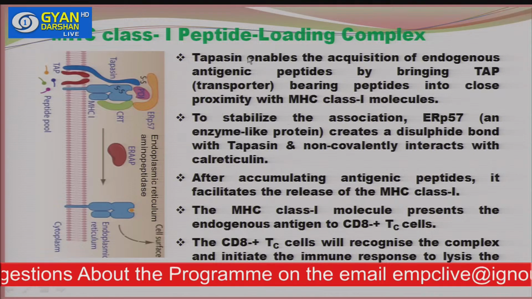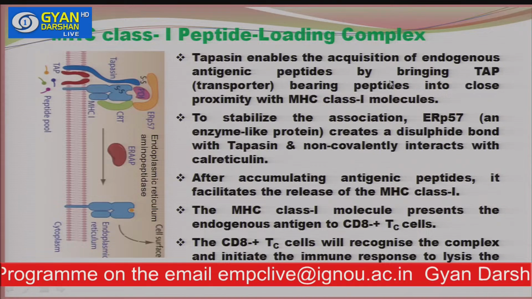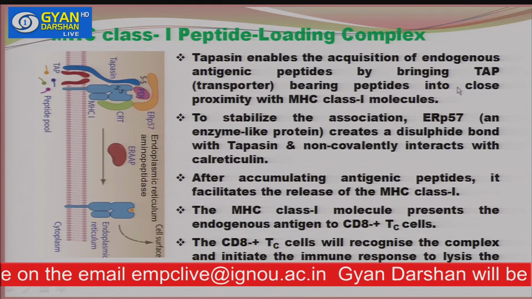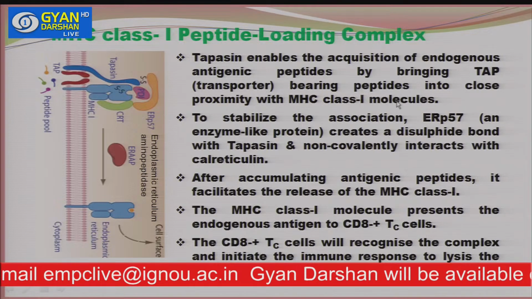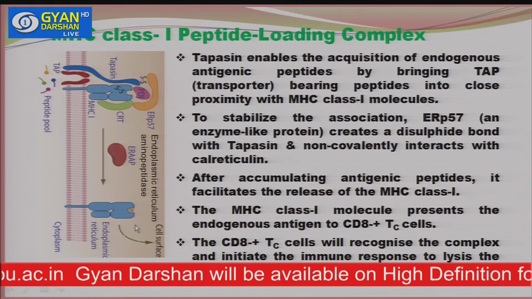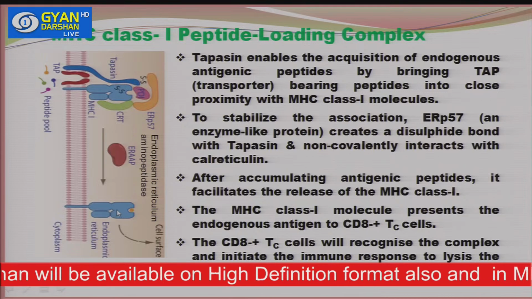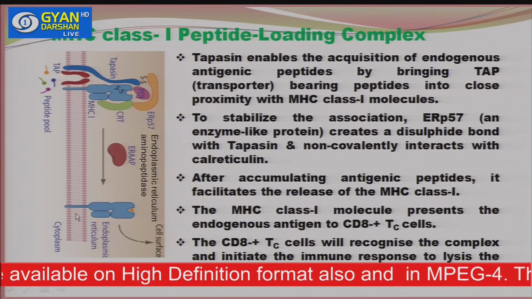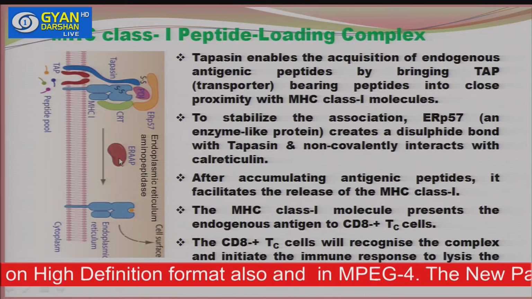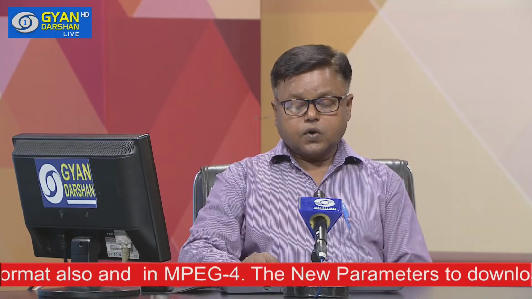So these enable the acquisition of endogenous antigenic peptide, bringing the peptide-bearing molecule into close proximity with MHC class I. So these are the very important mechanisms of the loading complex for peptides on MHC class I. Ultimately the peptide molecule will load onto the peptide binding cleft of the MHC.